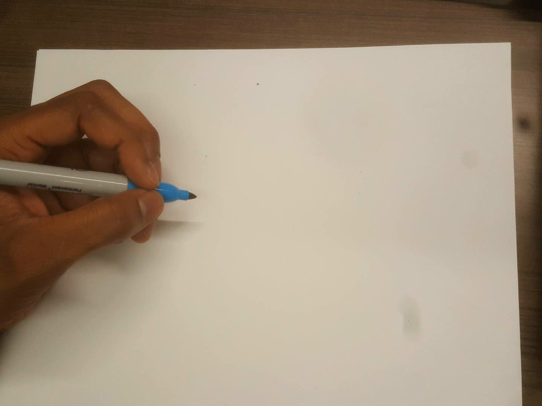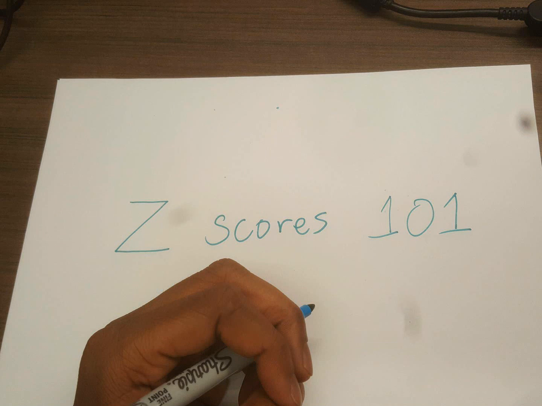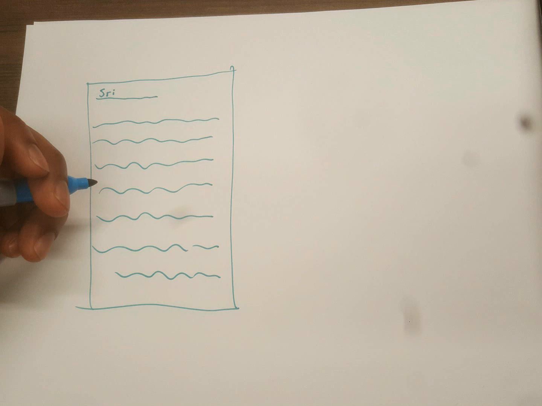Hey DDN, there seems to be some confusion in the fusion circuit about what z-scores are, why we need them, and what they mean, so I made this short video to explain. Let's begin with a quick example.